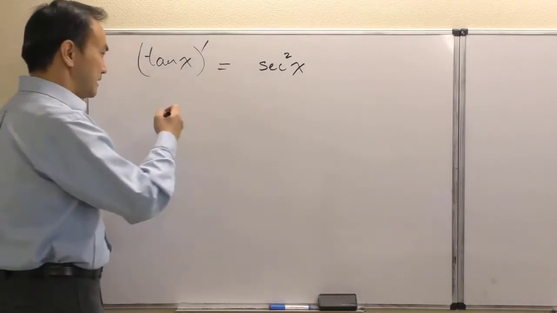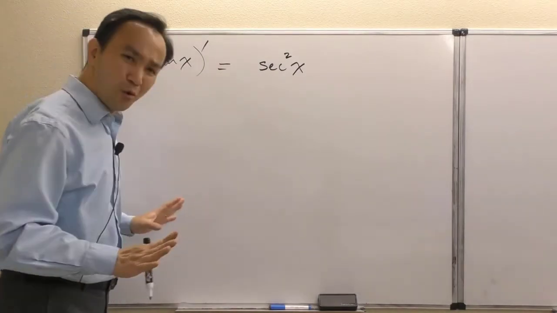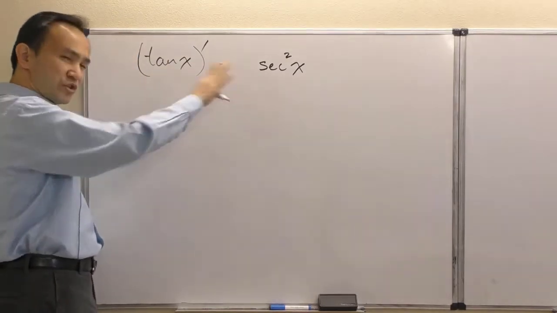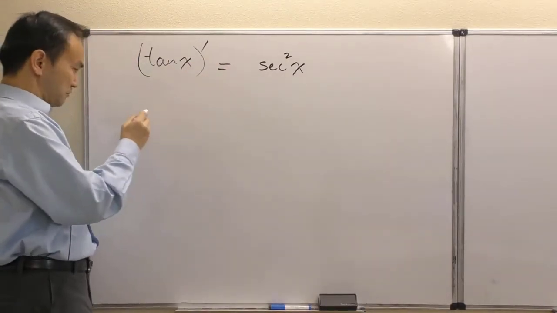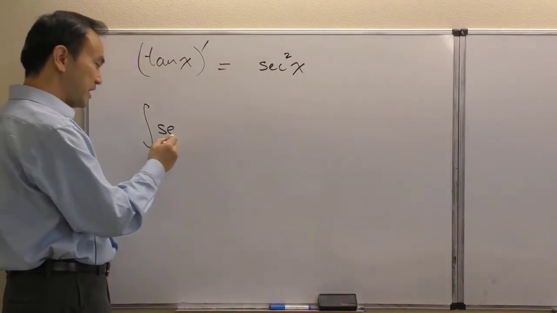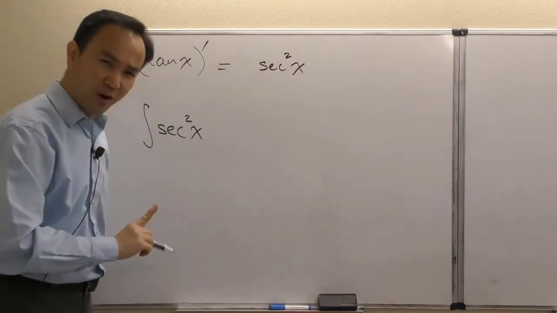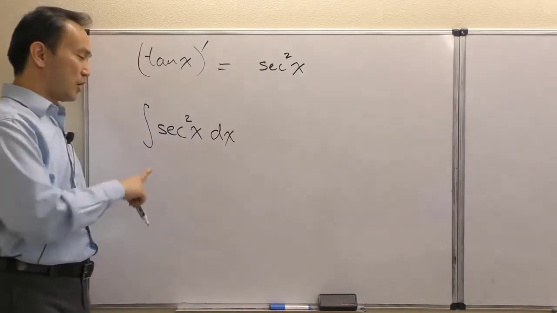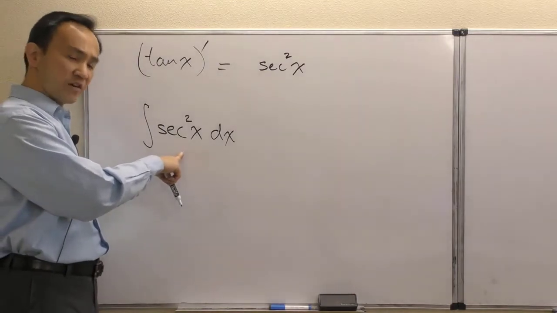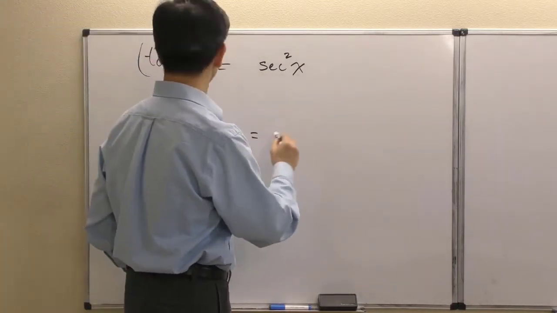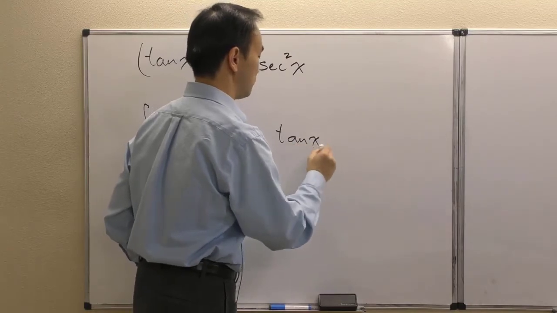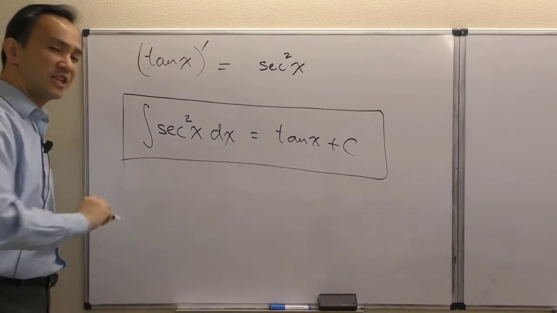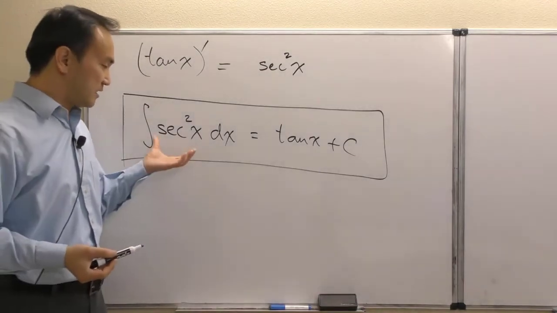So that means we can, out of nowhere, also come up with the following results. If the derivative of tangent of x equals secant squared of x, then the antiderivative of secant squared of x will simply be tangent of x plus c. I'm not forcing anyone to remember it, but it's worth taking note of this one.